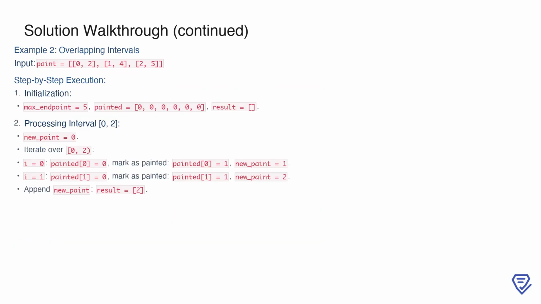Now, let's look at another example with overlapping intervals 0, 2, 1, 4, 2, 5.